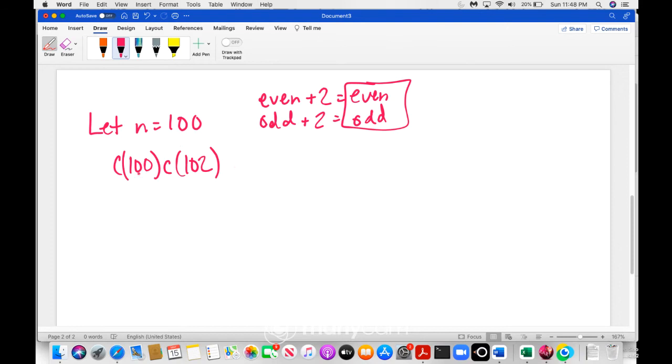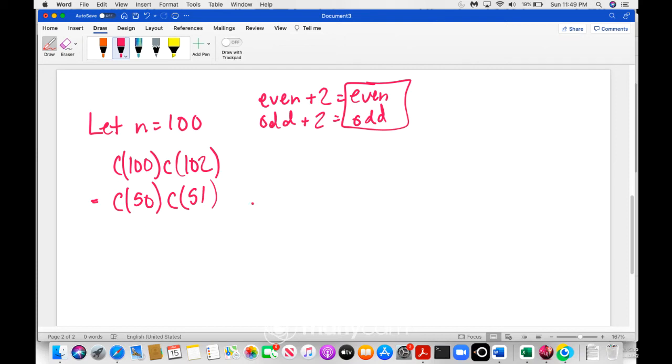Okay, so when I take c of 100, I'm still just going to simplify that as c of 50. And if I take c of 102, I'm going to get c of 51. So I get a scenario in which, if I start out with two even inputs, I get two numbers that differ not by 2, but now they differ by 1.